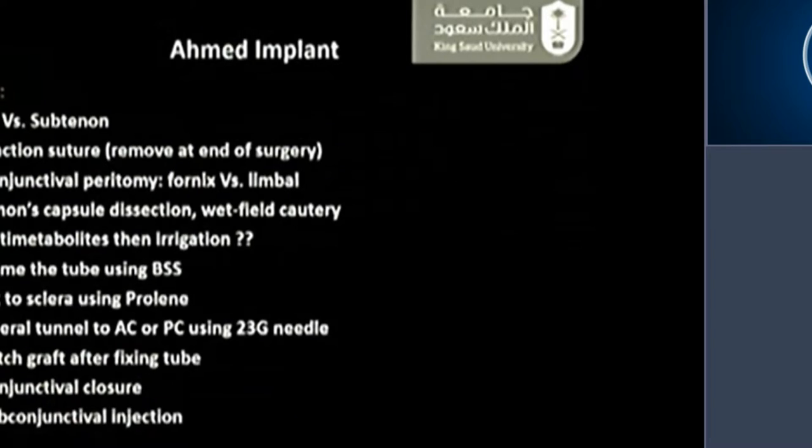We need to fix it to the sclera using Prolene suture, and create a scleral tunnel to the anterior chamber or posterior chamber using a 23-gauge needle. Patch graft after fixing the tube. You can use pericardium, or you can create a scleral flap, or you can use cornea preserved in glycerin. But after, of course, dissecting the corneal tissue because it will be a little bit bulky. So you can use pericardium, scleral flap, sclera by itself, cornea and glycerin. Then you will close the conjunctiva and you give your subconjunctival injection.